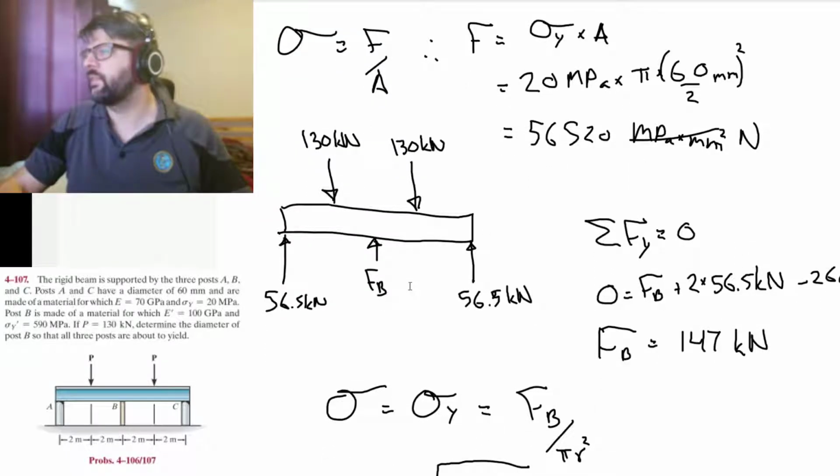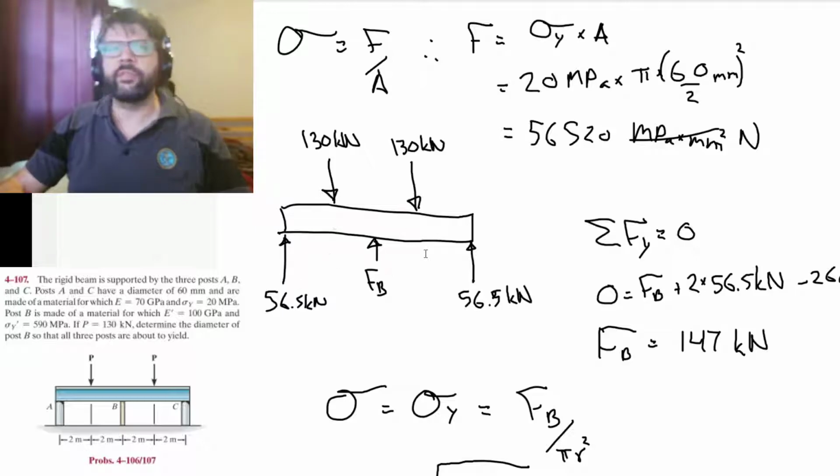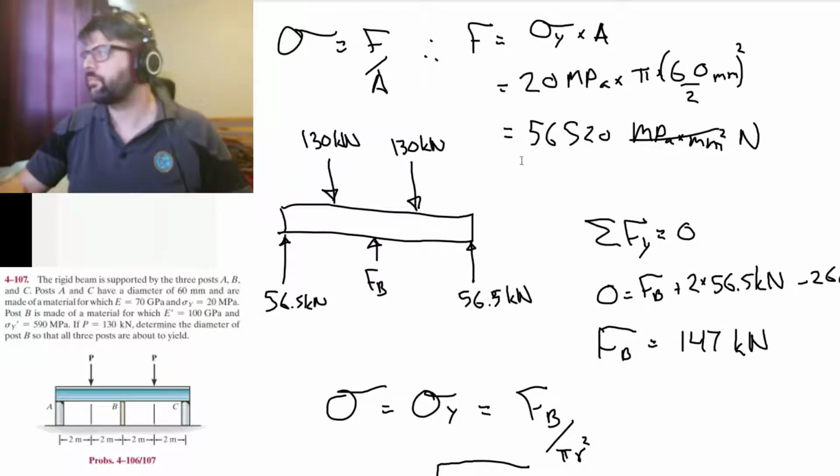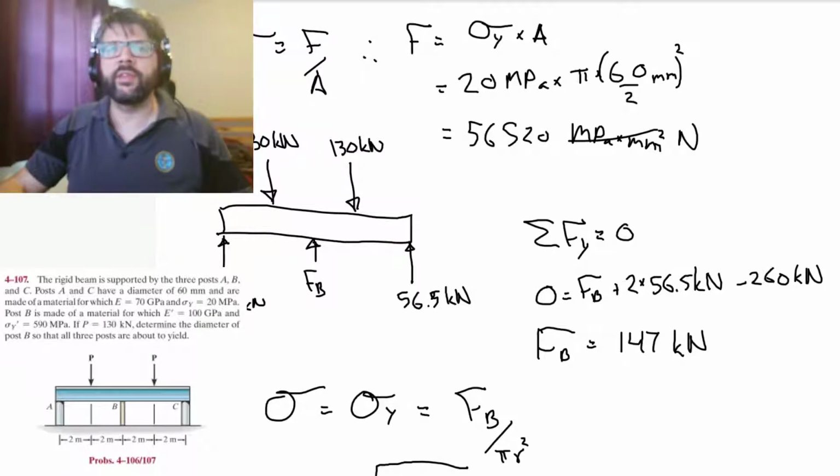So 56.5 kilonewtons. Here's a little free body diagram of the beam again. It's simple enough to figure out our one unknown there. We sum the forces in the y direction, and we get ourselves a force from post B of 147 kilonewtons.